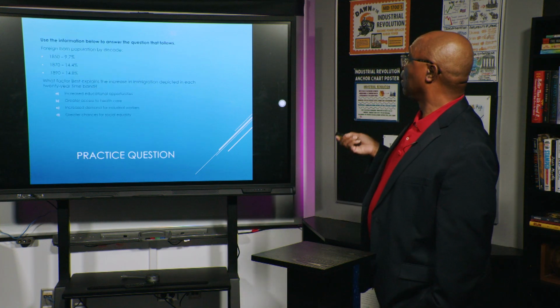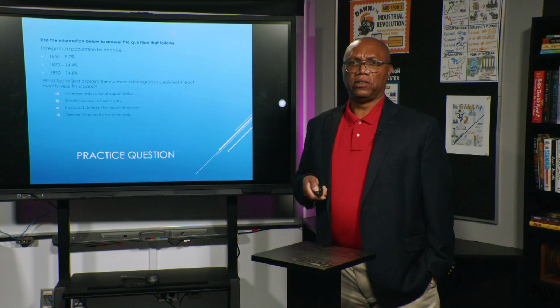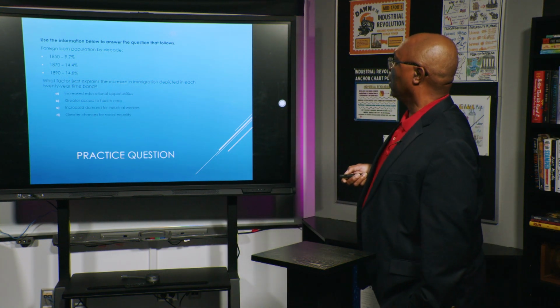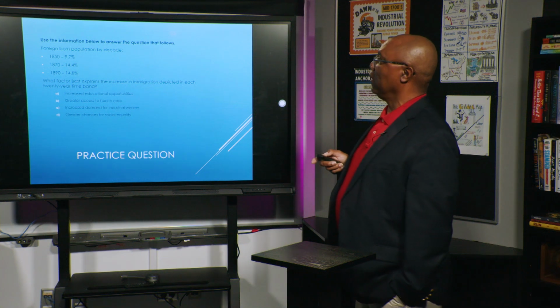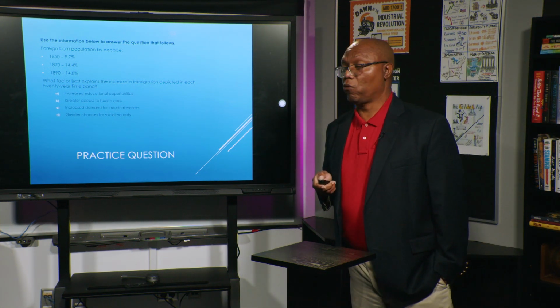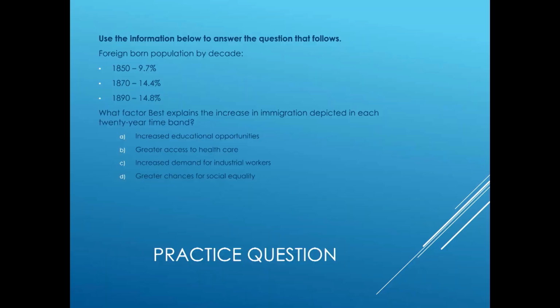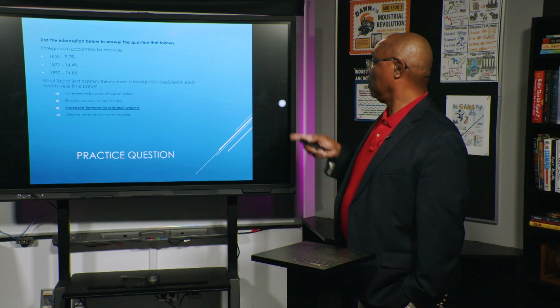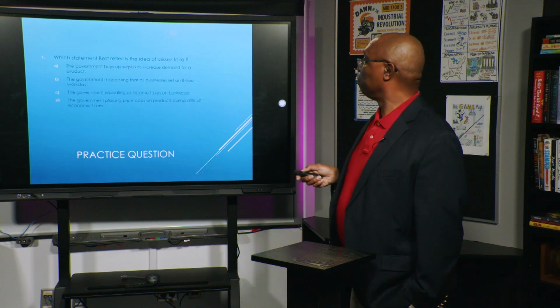craft businesses. I'll give you a few practice questions that would be helpful for you when it comes to the MAP test. Use the information below to answer the question that follows. Foreign-born population by decade. In 1850, 9.7% was foreign-born. By 1870, 14.4% was foreign-born. By 1890, 14.8% of the population was foreign-born. And it says, what factor best explains the increase in immigration depicted in each 20-year time band? Well, we told you why a lot of these people came to America. They came because of opportunity. So the answer would be the increased demand for industrial workers.